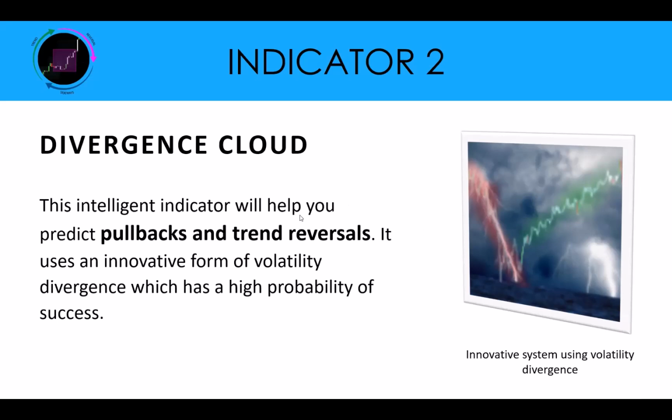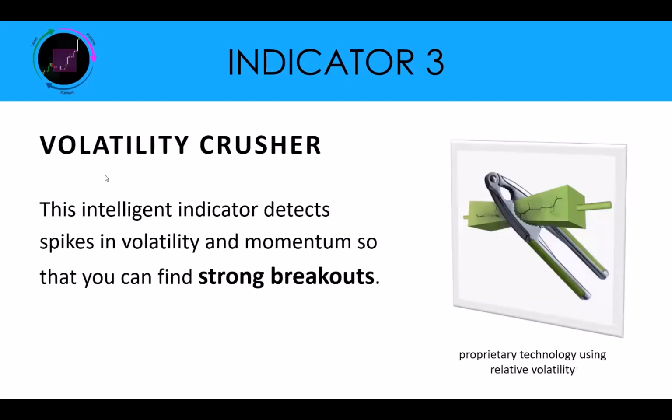But now, our third indicator is called volatility crusher. It's an intelligent indicator designed to detect strong breakouts. And for us, a strong breakout is a breakout where price will continue in the direction of the breakout for quite some time. As you can imagine, as a trader, you can take advantage of this because you would enter in the direction of the breakout in the hope the price will continue and then profit from this phenomenon. All right, so this is our third indicator.